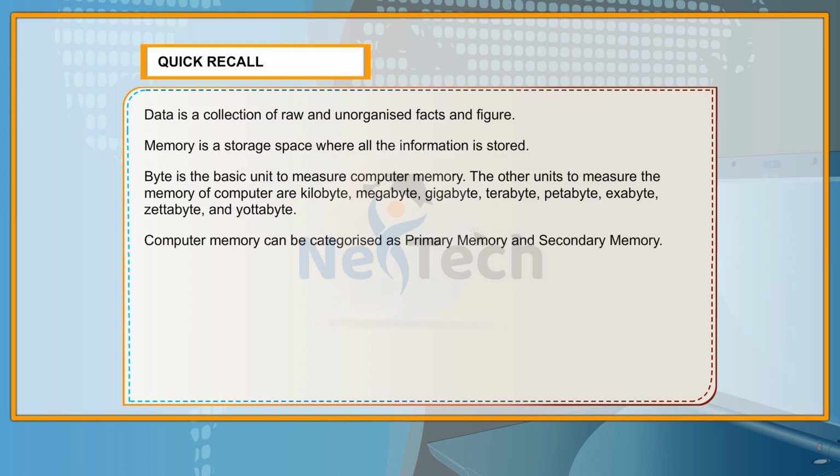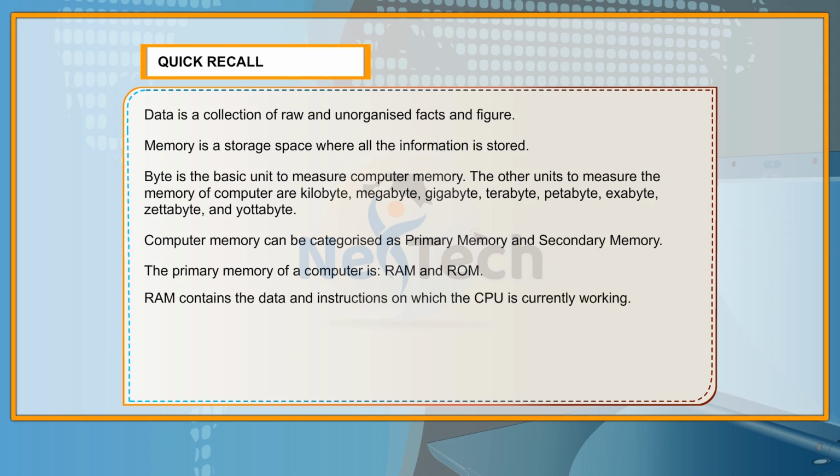Computer memory can be categorized as primary memory and secondary memory. The primary memory of a computer is RAM and ROM. RAM contains the data and instructions on which the CPU is currently working. ROM helps in loading the operating system software when the computer is switched on.